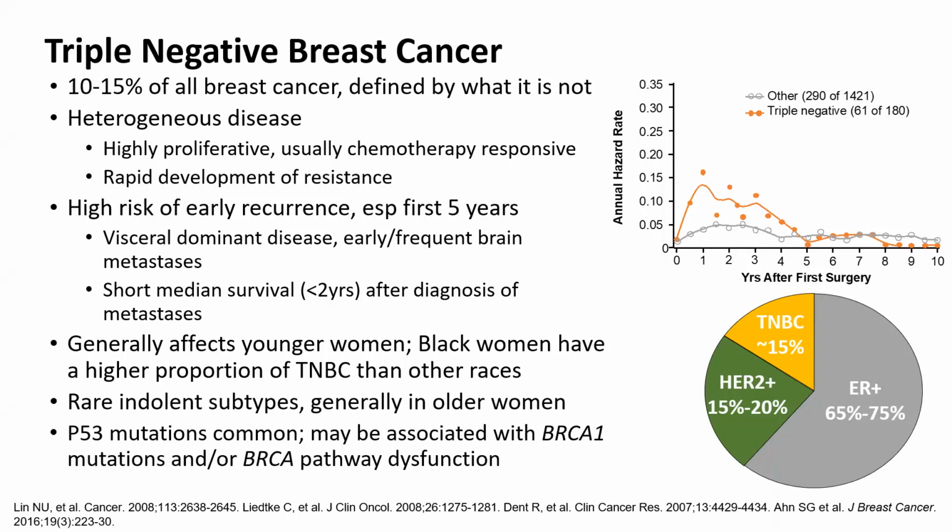We know overall, in general, it tends to grow very quickly. It paradoxically seems to be quite responsive to chemotherapy, but then recurs more quickly. It has a different pattern of metastases, often in the viscera, liver, and brain, and has shorter median survival. It also tends to affect younger women and Black women as well.